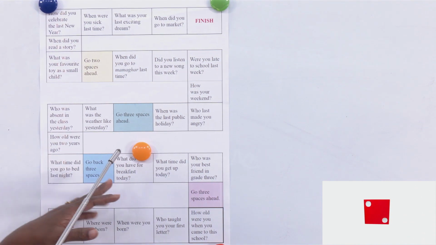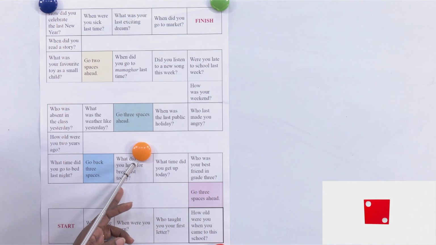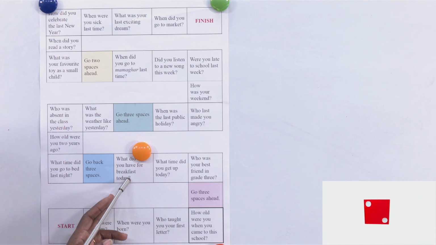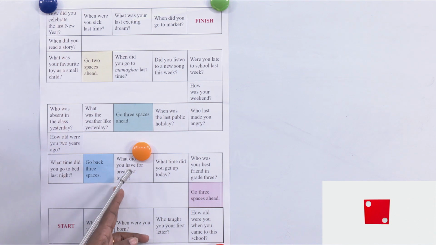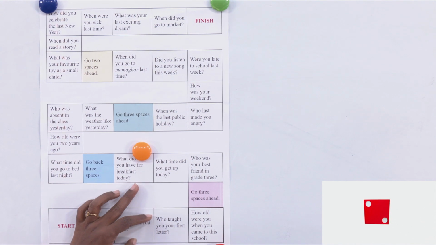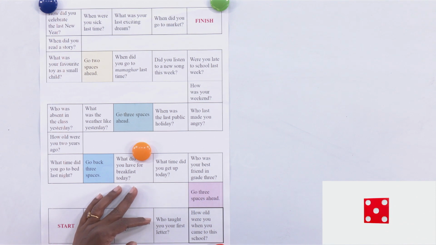Okay, so what question is over there? What did you have for breakfast today? I had bread and butter for breakfast today. Can be the answer. Now let's roll again. Okay, let's roll. Run. Where are we reaching? Okay, 5. Number 5. Let's go.